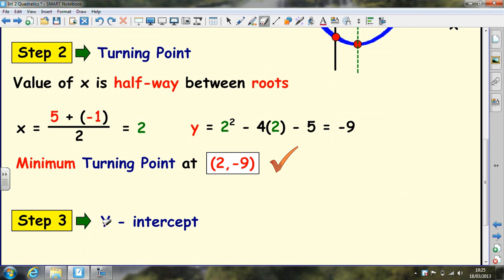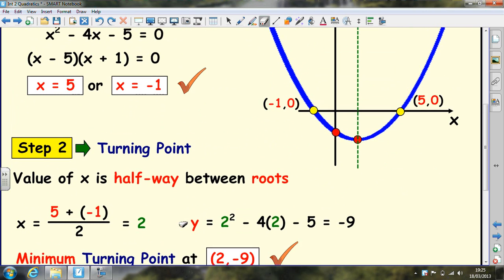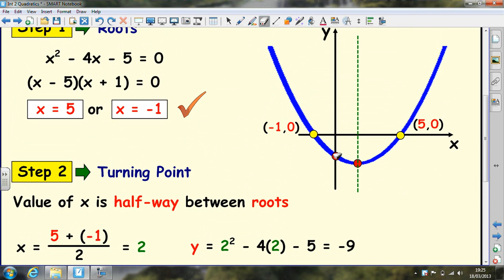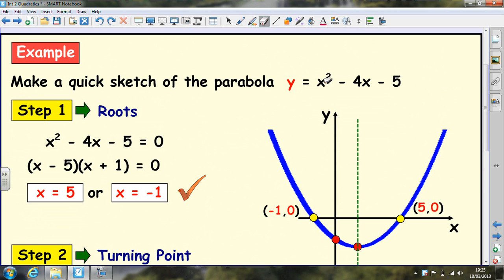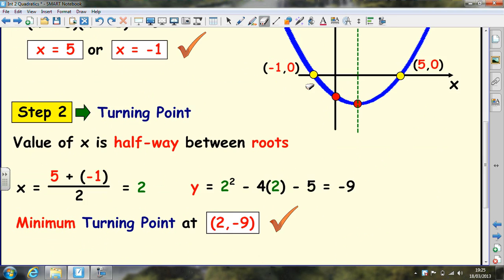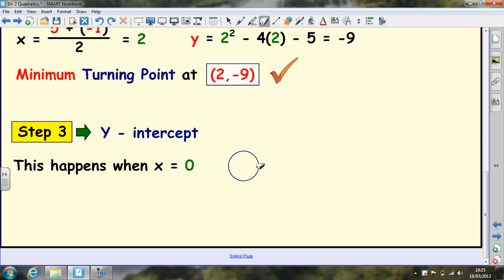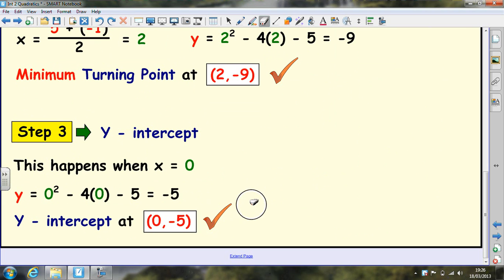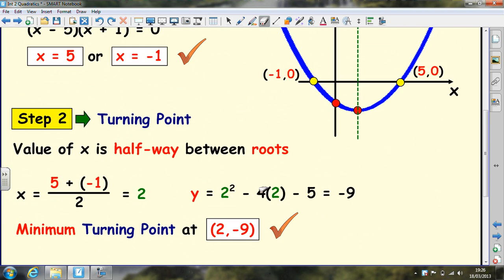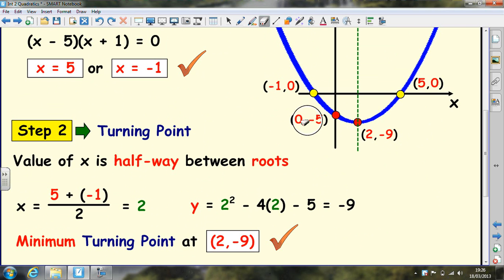The same technique is used to work out the y-intercept in the final step here. This time we know that the x value is 0. So we substitute the x value of 0 in to work out what the y value is, by doing the same thing: 0 squared, take away 4 times 0, take away 5 is equal to negative 5. So the y-intercept is 0, minus 5. On the graph, we have 2, minus 9 and 0, minus 5.